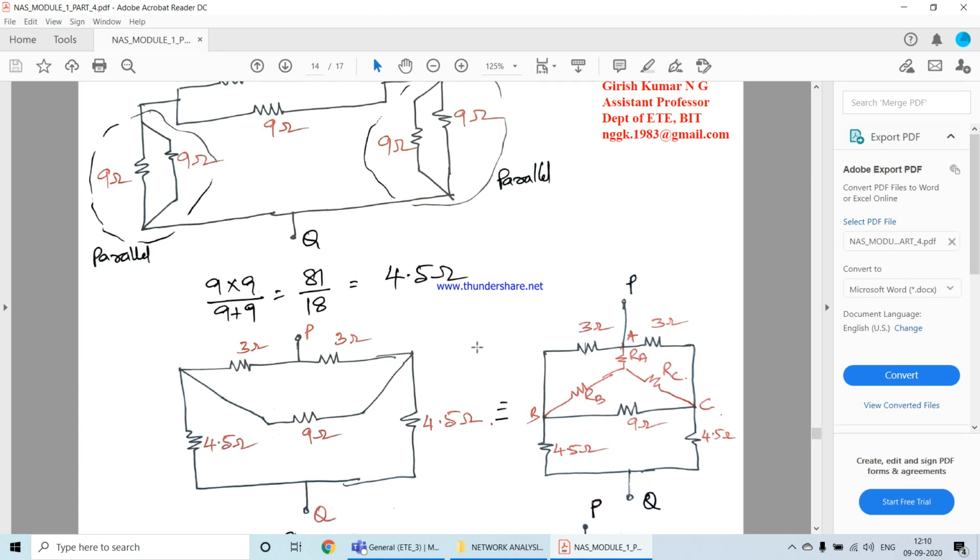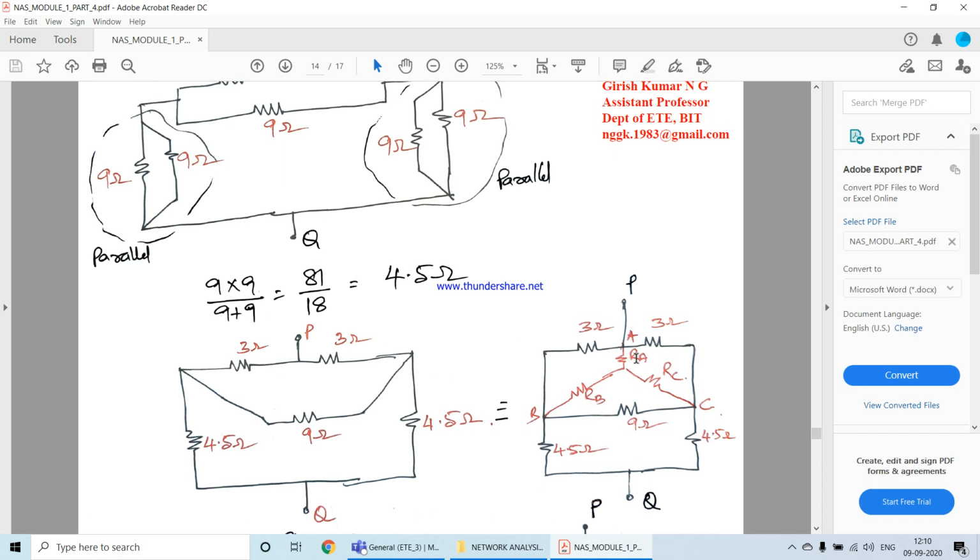Now I'll replace this delta. Can you see this is in the form of delta? I'll replace that delta with this star. RA, RB, RC is what I will be finding out now. To replace that delta with star, I need to find out what is RA, what is RB, what is RC. So what is RA?